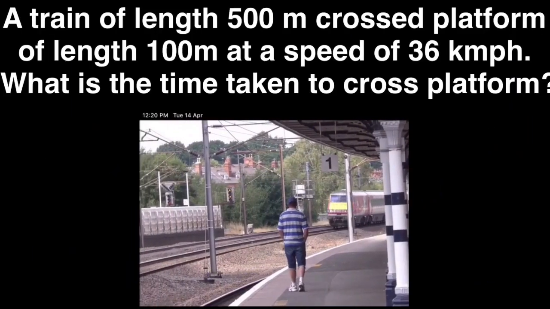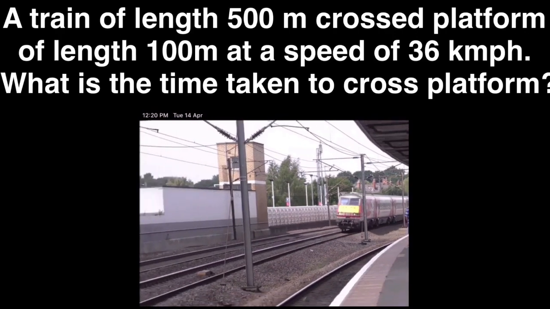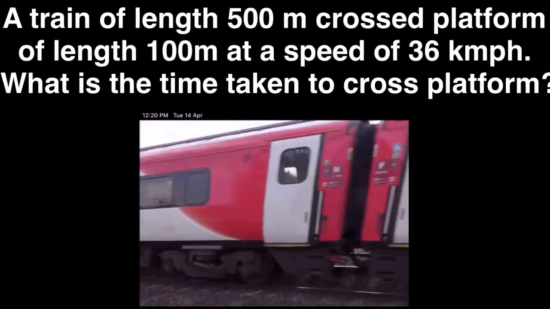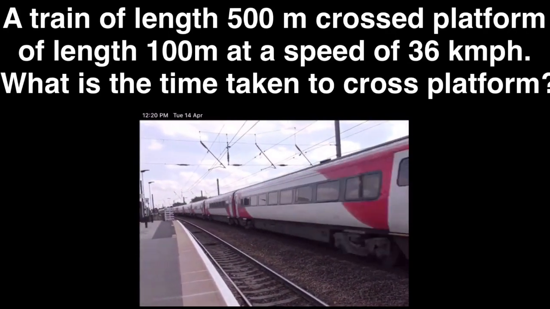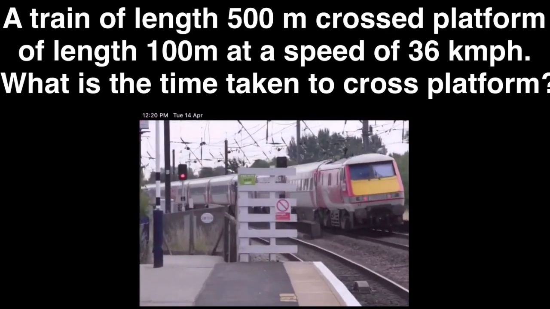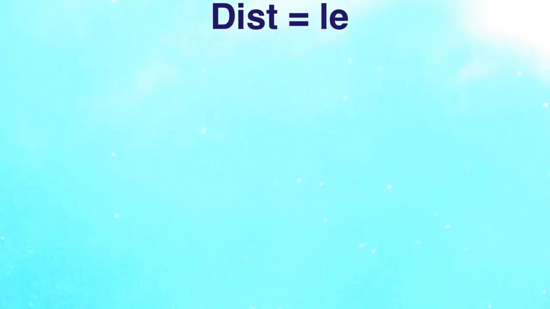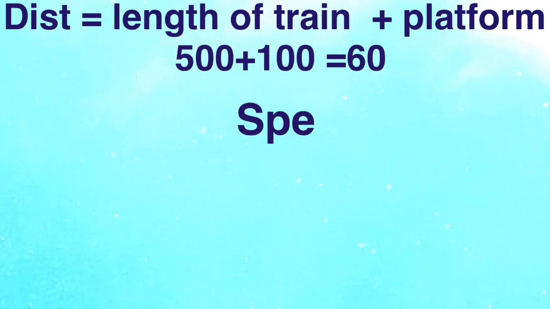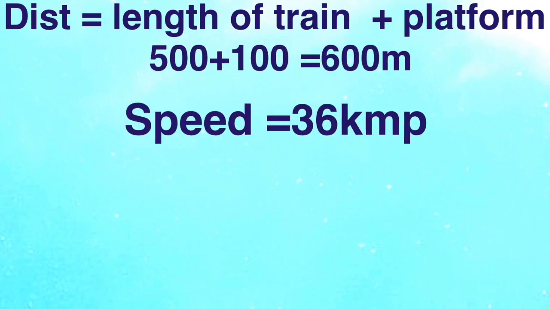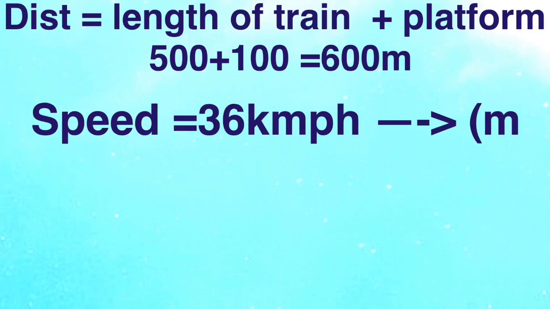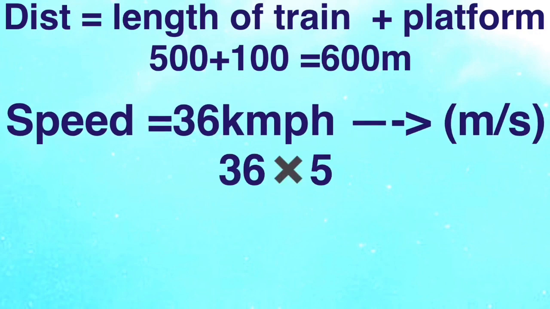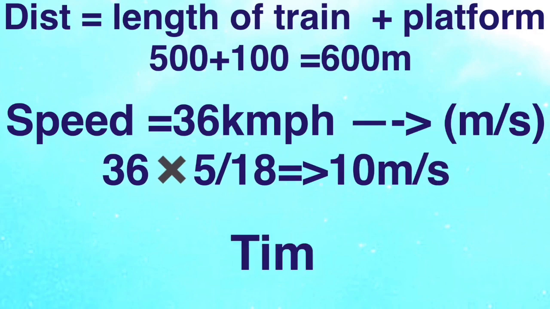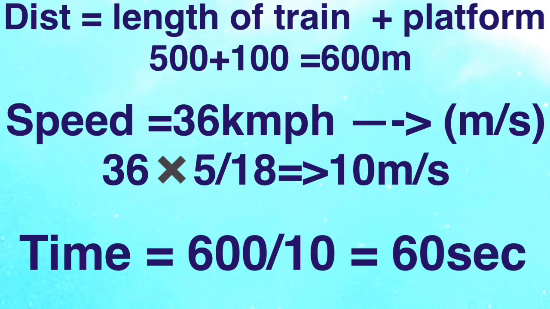Next example, a train of length 500 meters crossed platform of length 100 meters at a speed of 36 kilometers per hour. What is the time taken to cross platform? First, distance is length of train plus platform, that is 500 plus 100 is 600 meters. Speed is 36 kilometers per hour converted to meter per second. 36 into 5 by 18 is 10 meter per second. Time is 600 by 10 is 60 seconds.